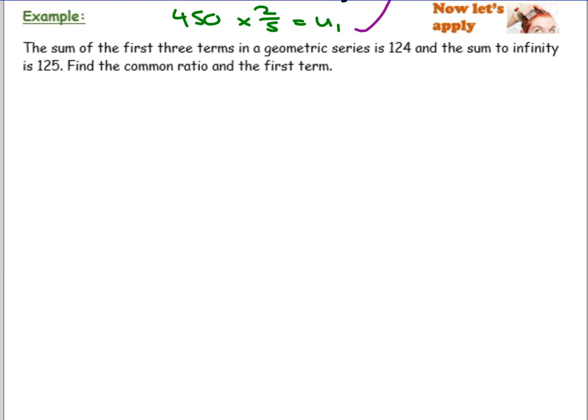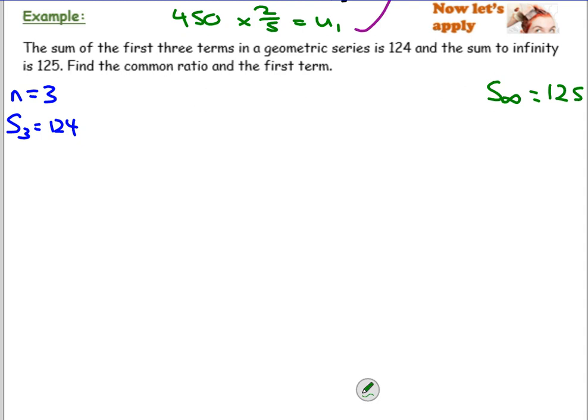So for the first three terms, n is 3, and they've said that the sum of 3 was 124. And for the other one, over here, they just said the sum to infinity equals 125. That's all we know for that one. And they want us to find the u of 1, and the common ratio. So let's use our sum to infinity formula and our regular sum formula.